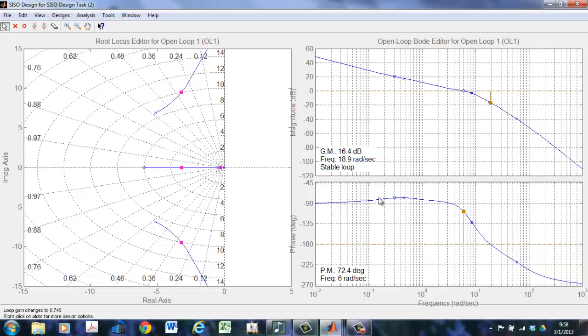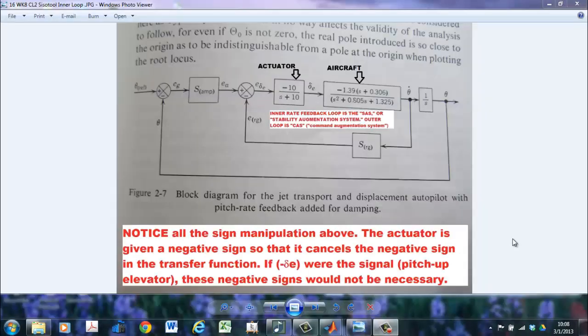And it looks like I even have some gain margin, which we haven't talked about. So that ends this design. If we want to review what we did, here was the initial actuator and airplane. We got rid of these minus signs by attaching them to the variable minus del E for a pitch up command. Then we closed the inner loop, a SAS loop with a gain of 5.